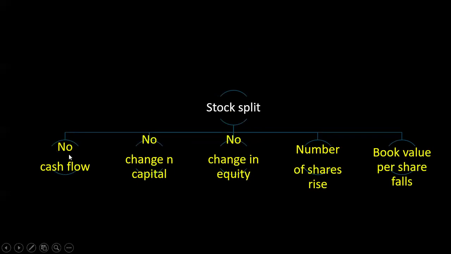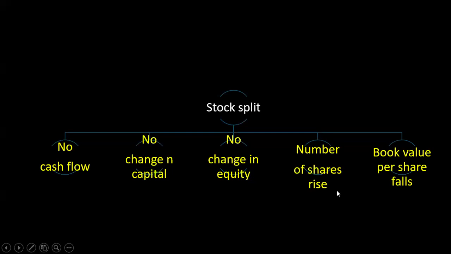But whenever there is a stock split, we can see that there is no cash flow. No inflow of cash, no outflow of cash. No change in the paid up capital. No change in the equity. Number of shares increase. Therefore, the book value per share falls. I repeat, stock splits will not lead to any change in the equity. Equity is capital plus other equity, and the capital does not change. But the denominator, the number of shares rise, therefore, the book value per share falls.